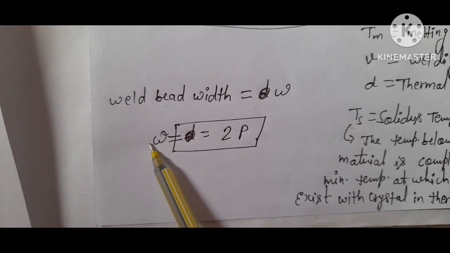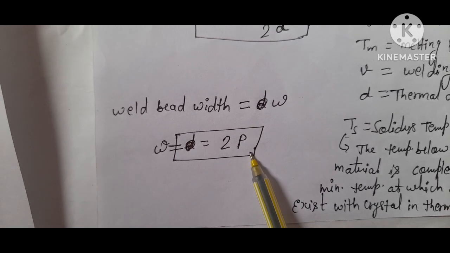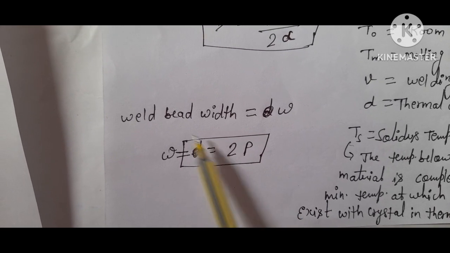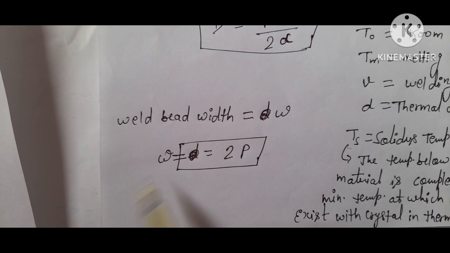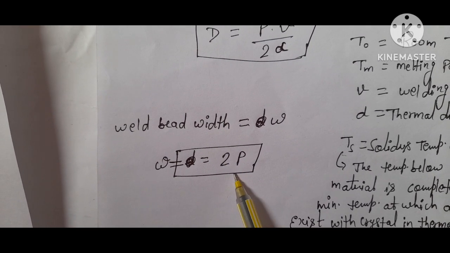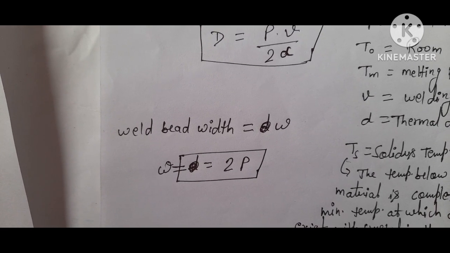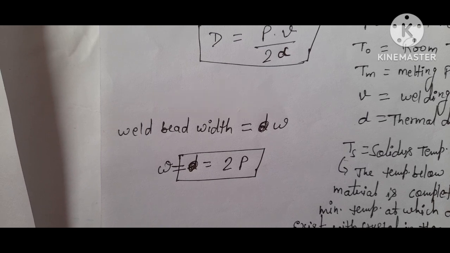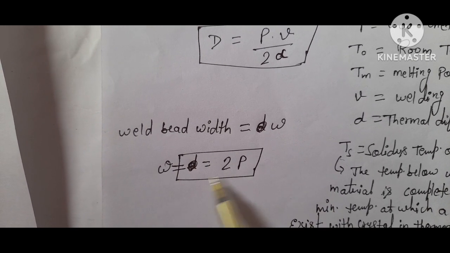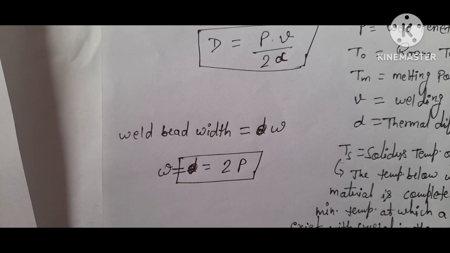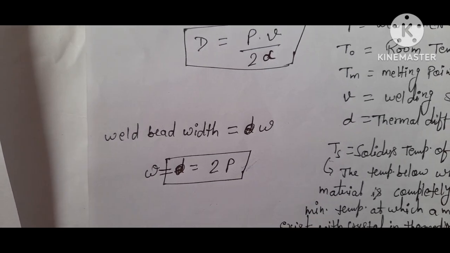Here friends, W equals 2P. P is the penetration and W is the weld bead width. W equals 2P because, friends, for a symmetrical weld the penetration is half of the weld bead width. So this is the second assumption, for symmetrical.